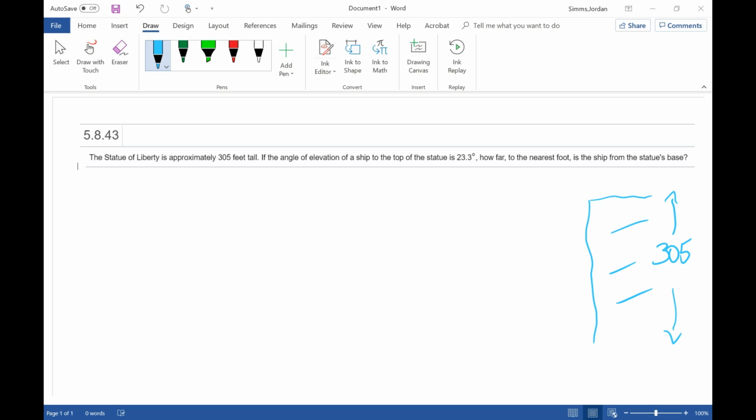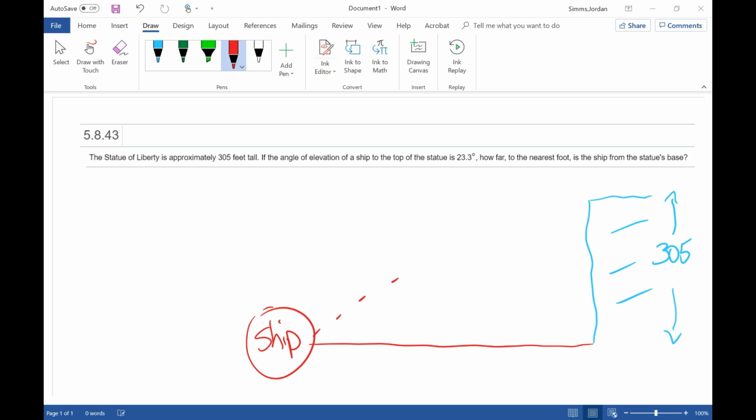If the angle of elevation of a ship to the top of the statue is 23.3 degrees. So what that means is if we're down here, here's our ship. There's our ship right there. So the angle of elevation is right there. And we know that angle in there, theta, is 23.3 degrees. Okay? So what we're asked to find is how far away is it? So what's that distance?